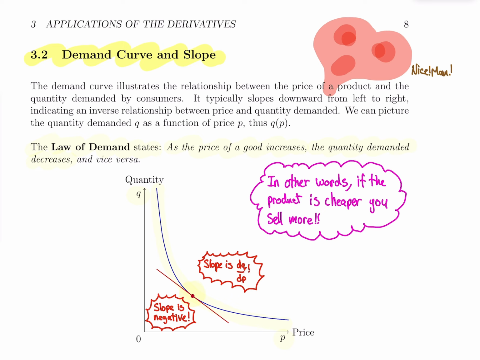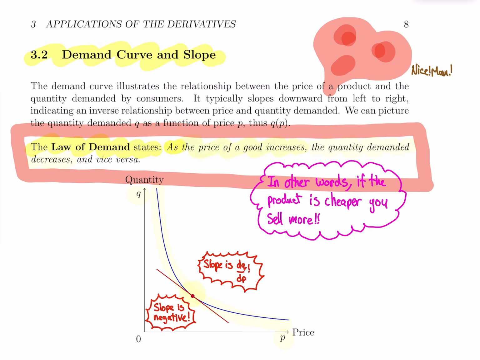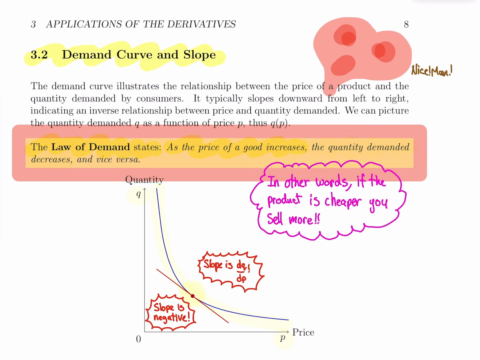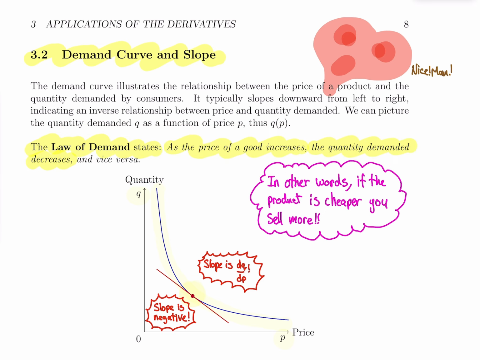And that relationship is summarized in business as the law of demand. And the statement goes as follows: as the price of a good increases, so if you increase the price of your product, the demand or the quantity demanded decreases. So you're going to be typically selling less. And vice versa, if you do decrease the price of your product, you're expecting to sell more. So in other words, if the product is cheaper, you sell more. That should be very, very intuitive. This works in general. There are special cases, of course, but this is typically what's going on.